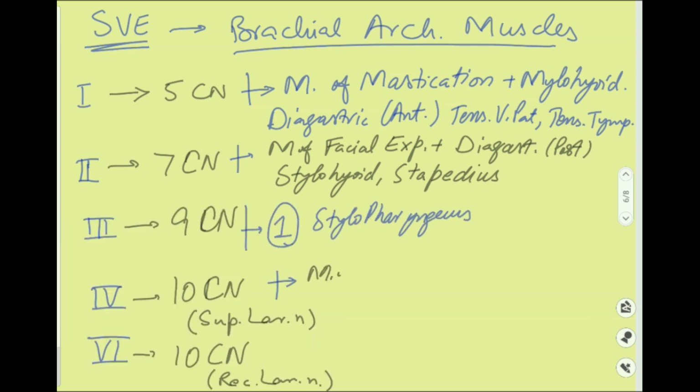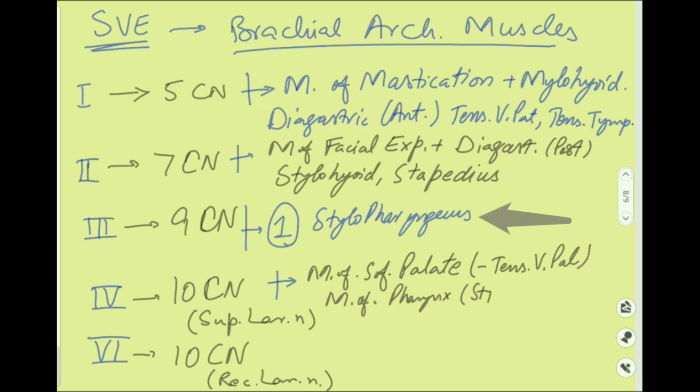Muscles of arch 4 are muscles of soft palate but not tensor veli palatini. It is an arch 1 muscle and will be supplied by 5th cranial nerve. And muscles of pharynx but not stylopharyngeus. It is the muscle of 3rd arch and will be supplied by 9th cranial nerve. Cricothyroid and cricopharyngeal muscles derive from the 4th arch.